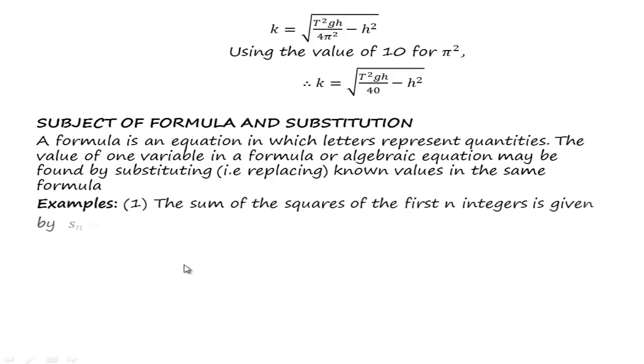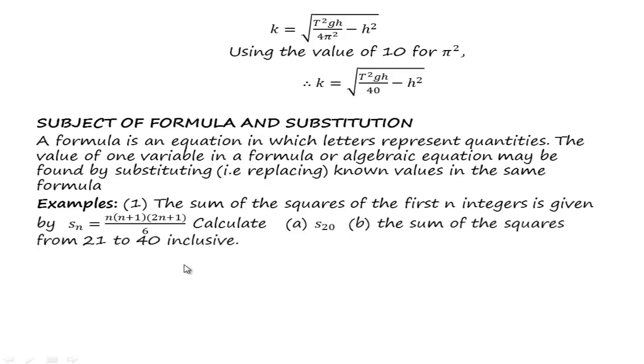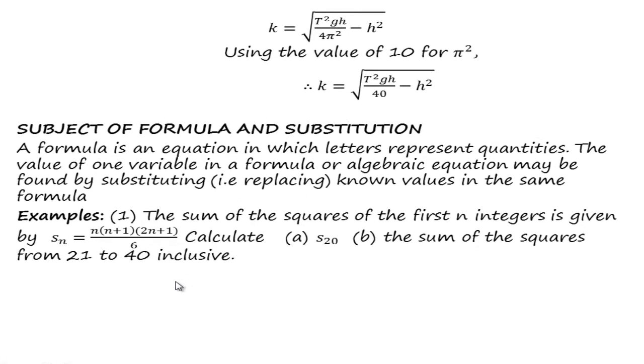Example 1. The sum of squares of the first n integers is given by this equation: S subscript n equals n open bracket n plus 1 close bracket open bracket 2n plus 1 close bracket, all divided by 6. Then calculate S subscript 20, and then calculate the sum of the squares from 21 to 40 inclusive. Let's go. Now the solution. Let's do number A, which is S subscript n.